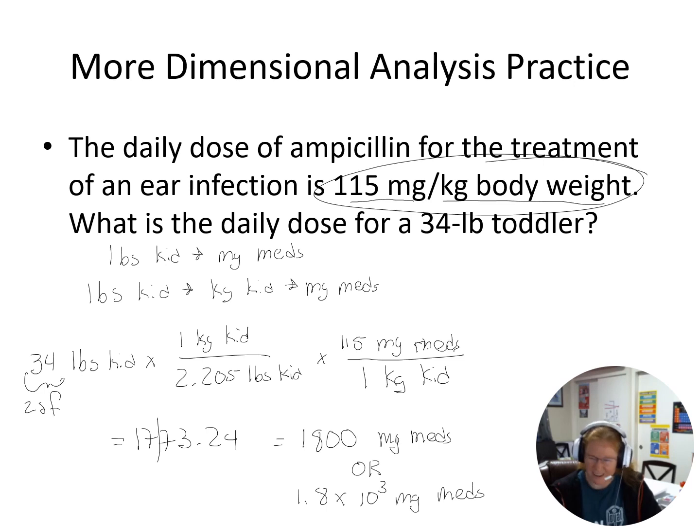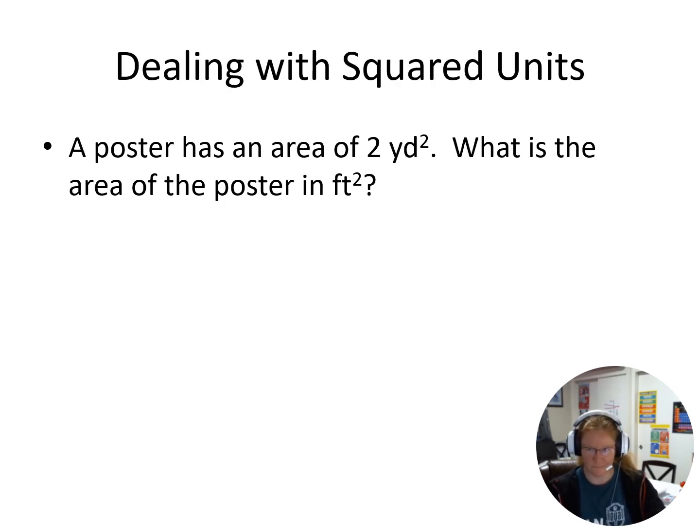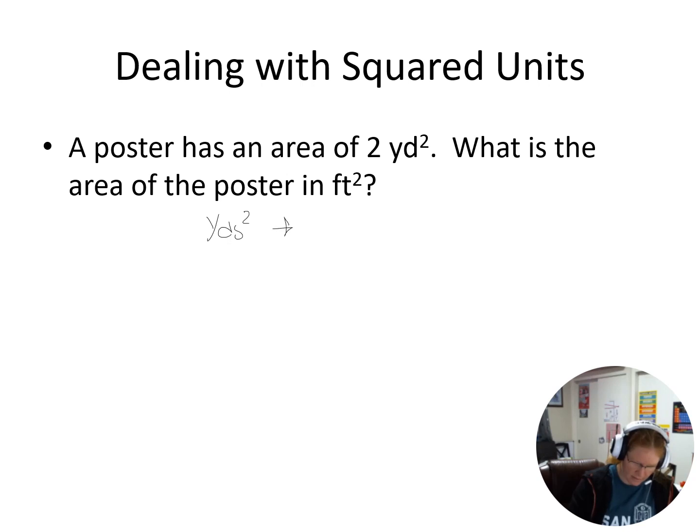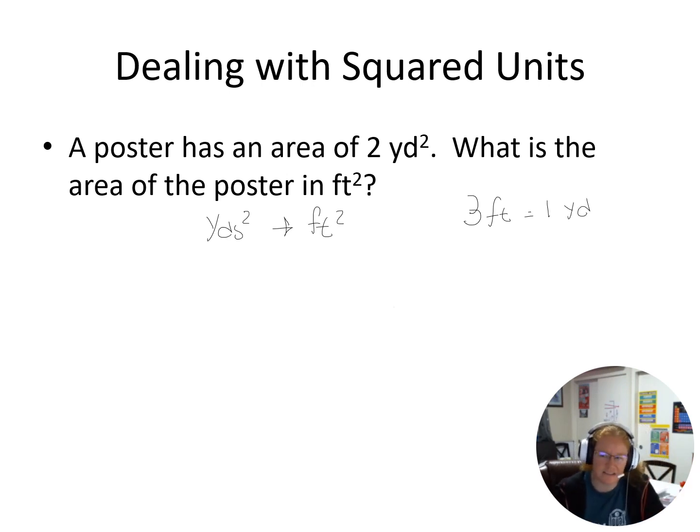Okay. All right, let's try one more. Now, this is a little bit different. Sometimes we're dealing with a situation where we have to square things. How do we handle that? Well, what we need to do is go from yards squared to feet squared. Okay, so there is a conversion where we have 3 feet equals 1 yard. Now, here's the thing though, that's not squared. So how do we handle this in this sort of a problem?